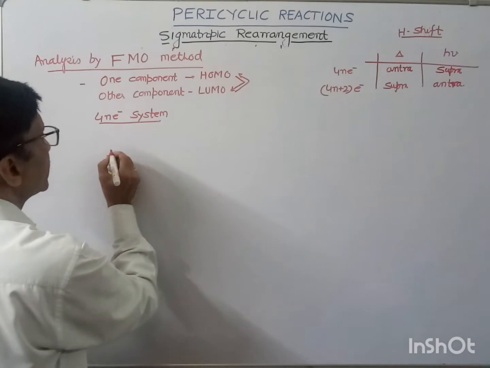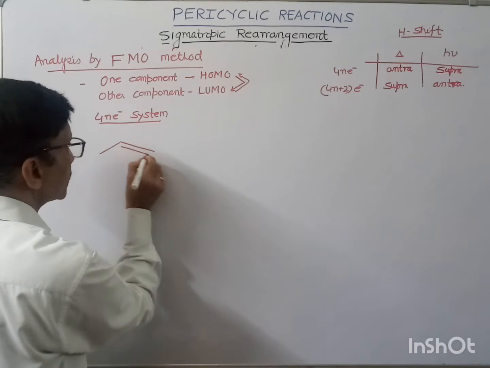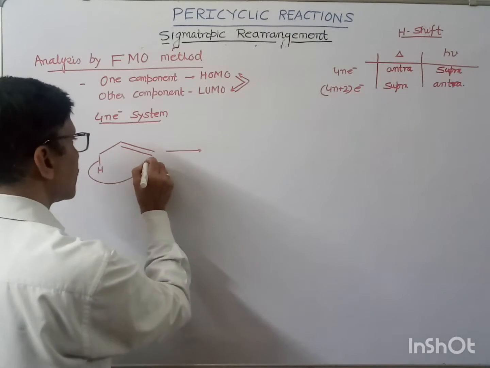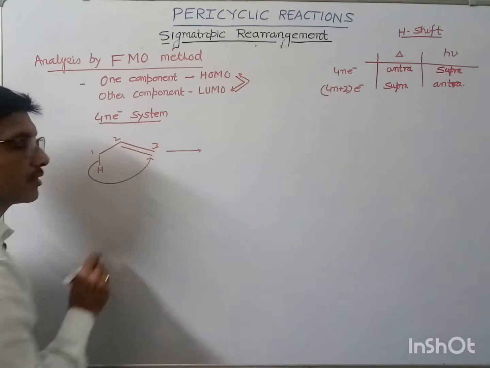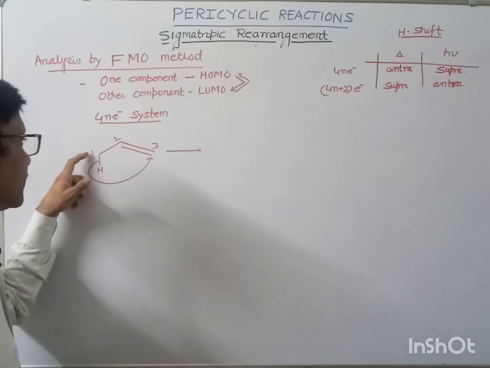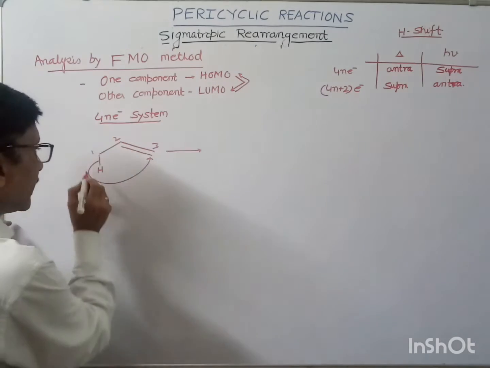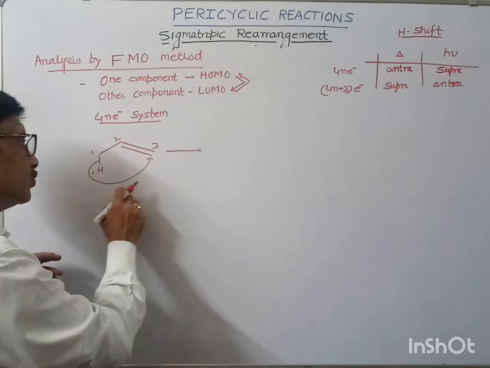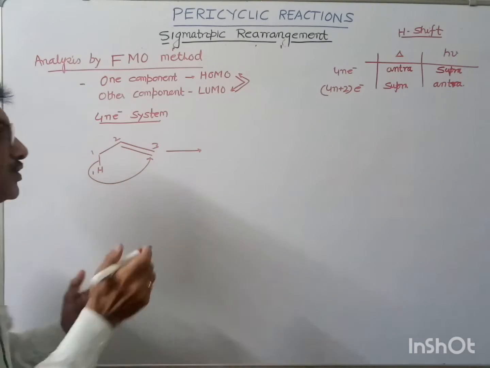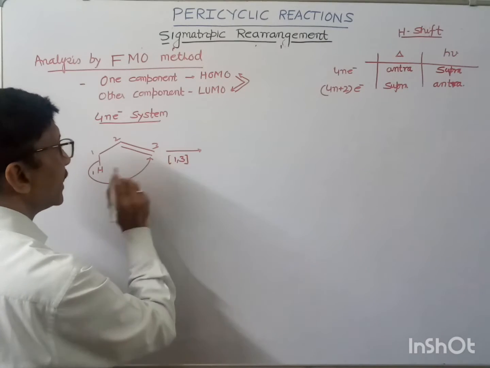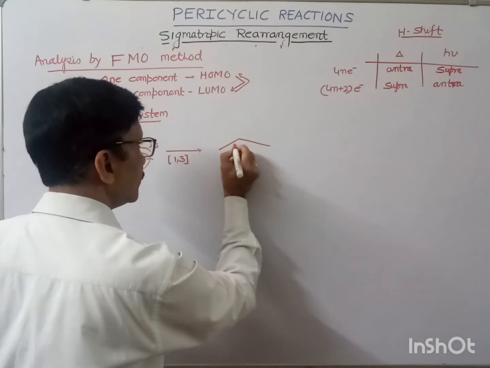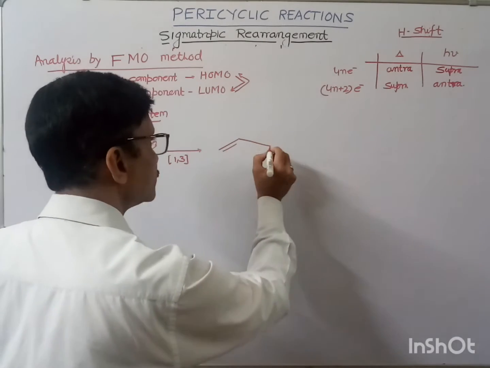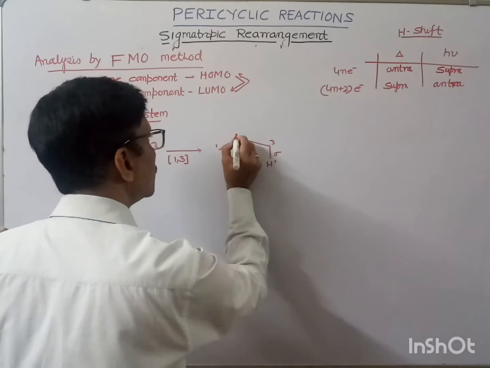Now for the 4n electron system, suppose we have this example, where the carbons are 1, 2, 3. First of all, what I have told you, we should give the allylic carbon the numbers 1, 2, 3, and the atom which is attached to the allylic carbon is also given number 1, and the new bond is formed between 1 and 3. A 1,3 shift has taken place, and we get the new sigma bond formed between 3 and 1, and this was 1, 2, 3.